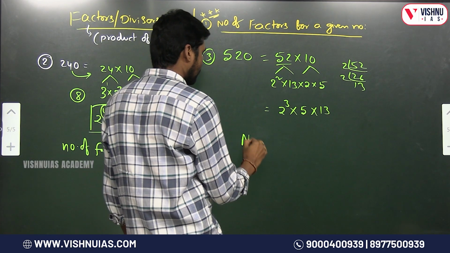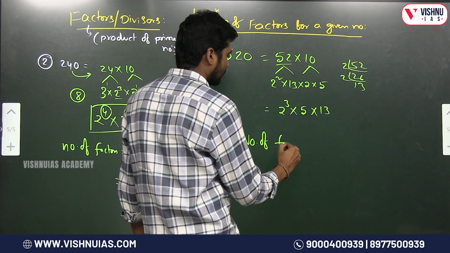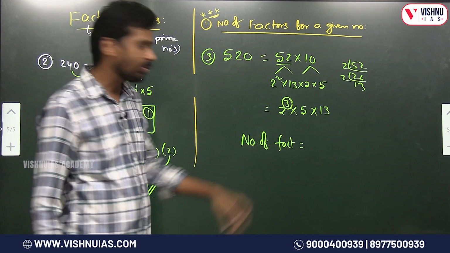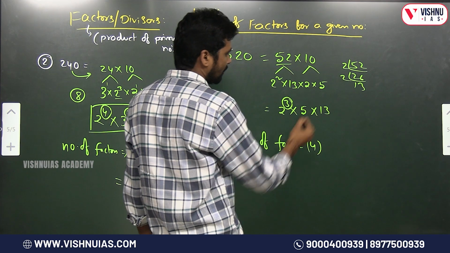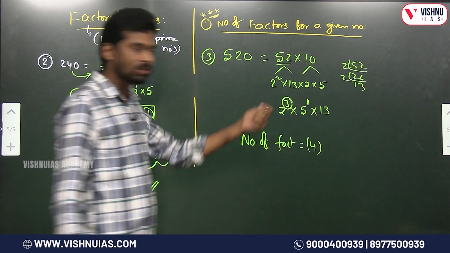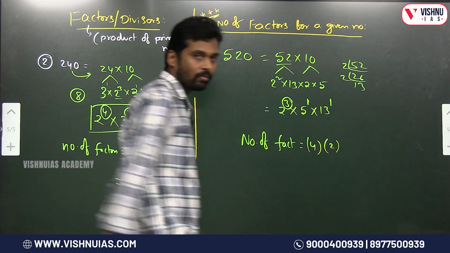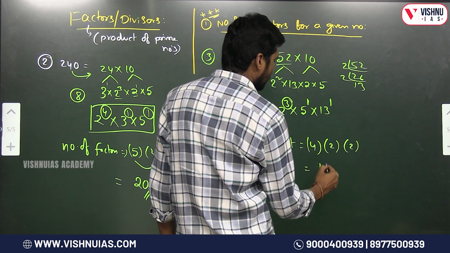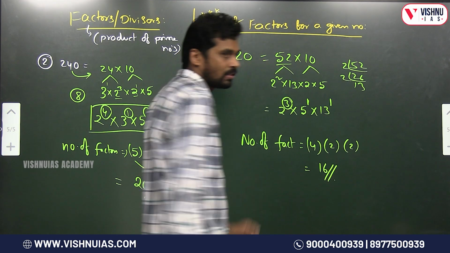So the number of factors, or divisors, is equal to what? Add 1 to each power. 3 plus 1 is 4. I am directly writing the values. Power is 1, so 1 plus 1 is 2. Here again 13 power 1, 1 plus 1 is 2. 4 2s are 8, 8 2s are 16. So the number of factors is 16.